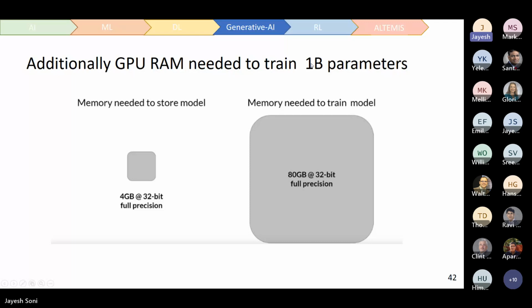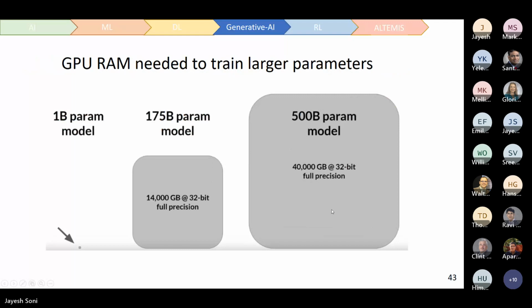So even just for 1 billion parameters, we need such a huge amount of memory. If we have 1 billion parameters, it might look like this. But when we have 175 billion parameters, we need around 14,000 gigs of memory. And if we increase the size of the model again to 500 billion parameters, then we might need 40,000 gigabytes of memory. So these are some of the computational challenges. That's why we can't train the model to trillions of parameters.